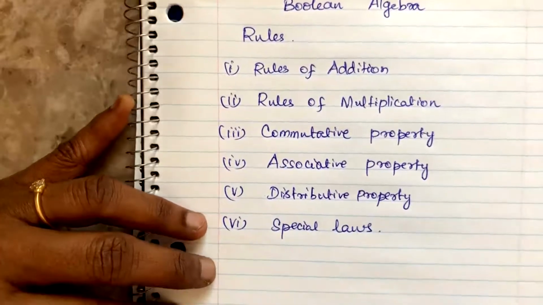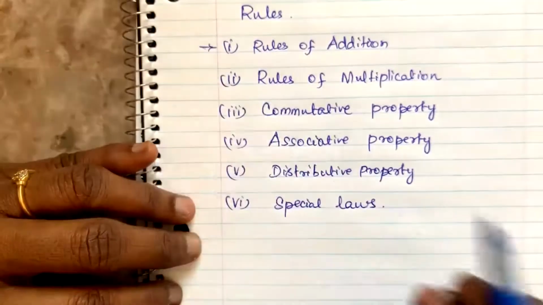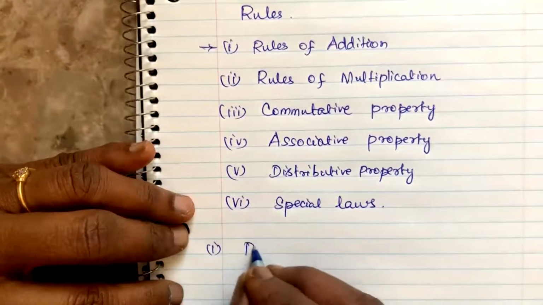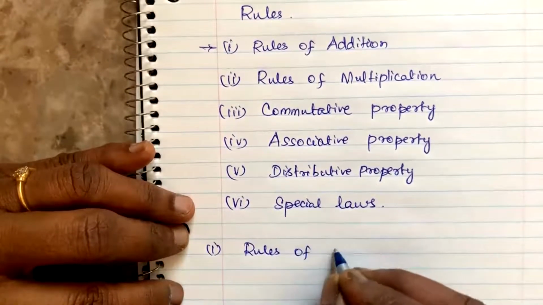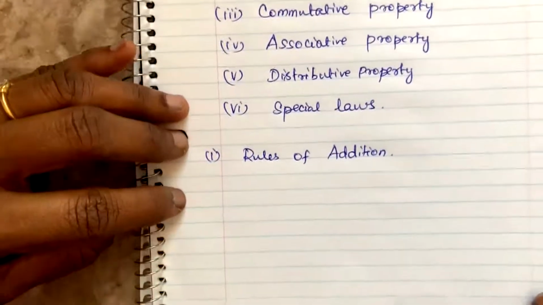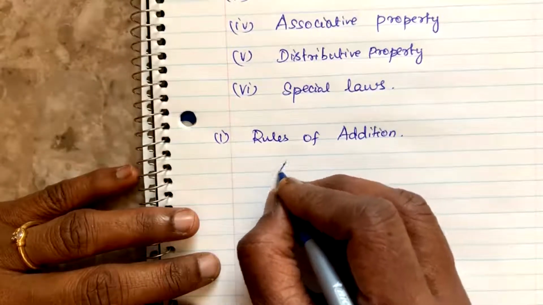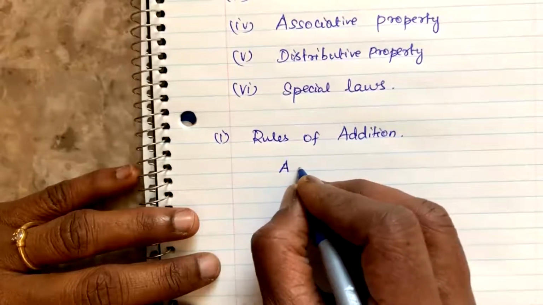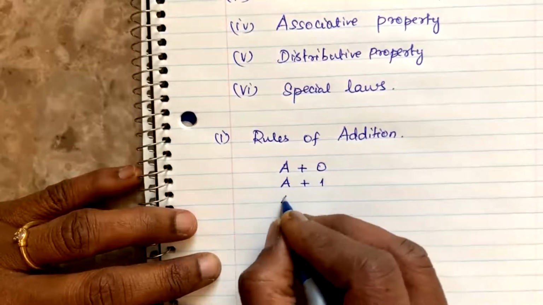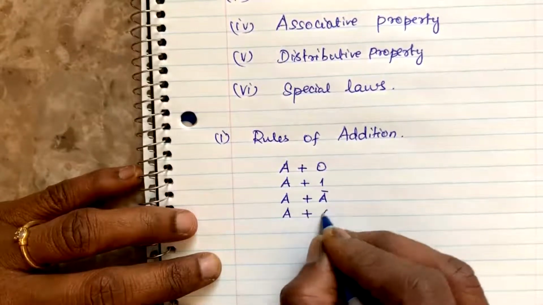Special laws. Now you see the first one, rules of addition. I'll go by rules of addition. Rules of addition is like this. Instead of x, let me use a because I'm comfortable with it. So a plus 0, a plus 1, a plus a bar, a plus a.